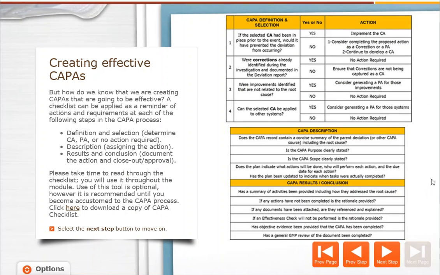In order to create effective CAPAs, a checklist can be applied as a reminder of actions and requirements at each of the following steps: definition and selection, description, and results and conclusion. Please take time to download and read through the checklist. You will use it throughout the module.